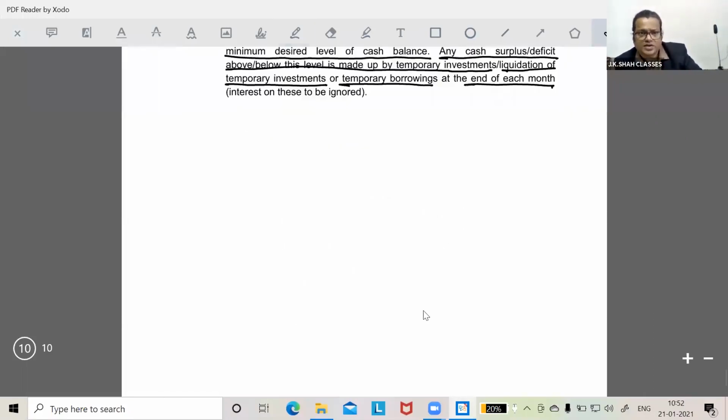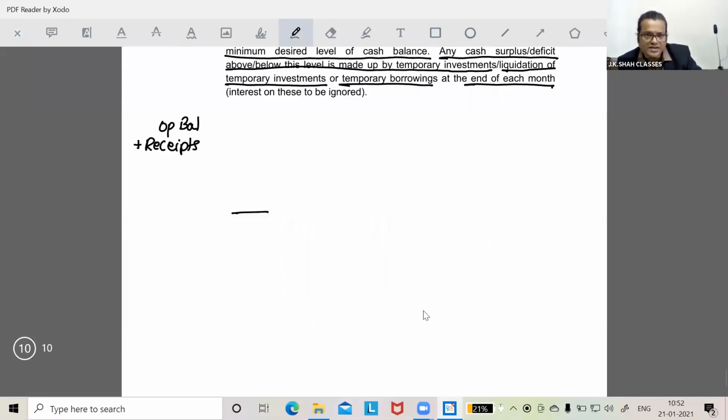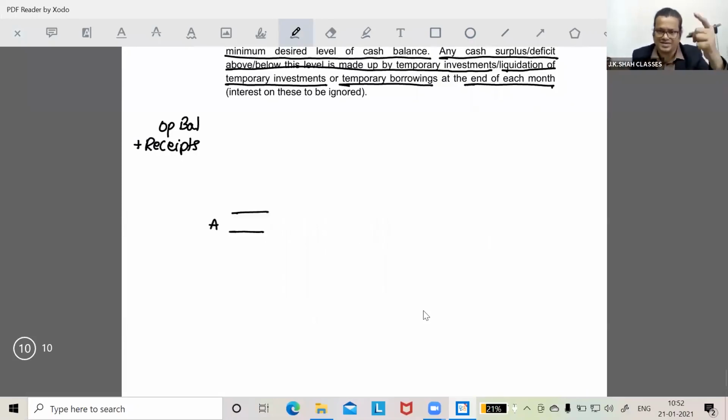First we write what? So we write opening balance. Add what? Receipts. What do we get? A. Correct? Just going through a format of this. Less what? Payments. Total of it is what? B. Then what we get, sir?